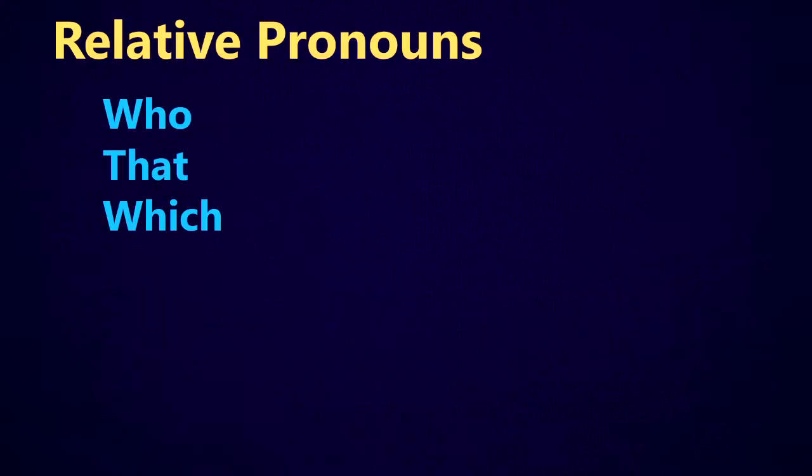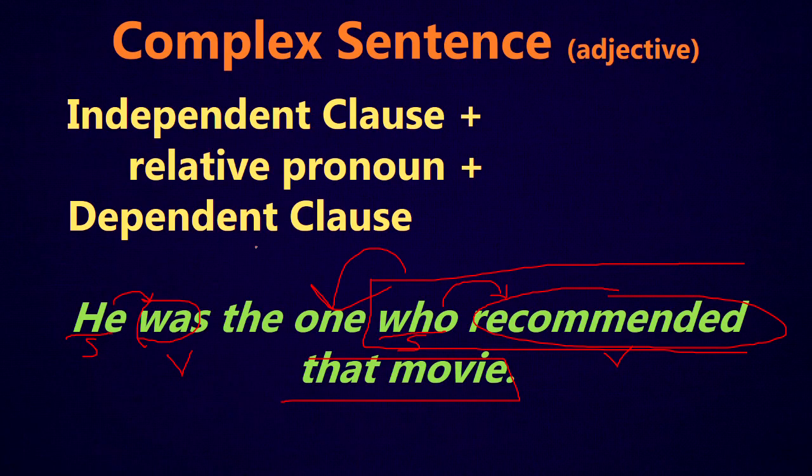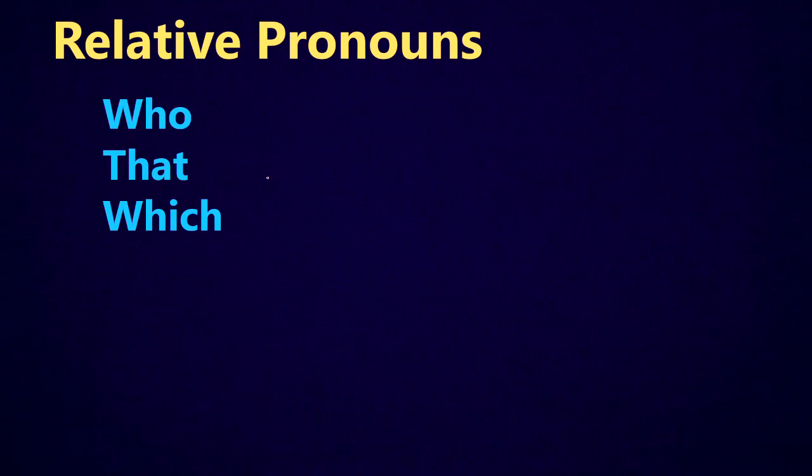Okay, so the relative pronouns, these connecting words for adjective complex sentences, are who, that, and which. Who and that we can use for people when we're describing a person or people.